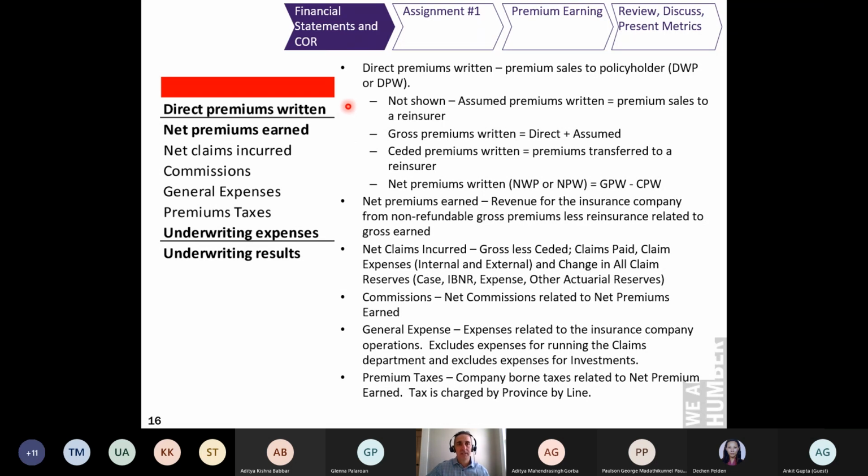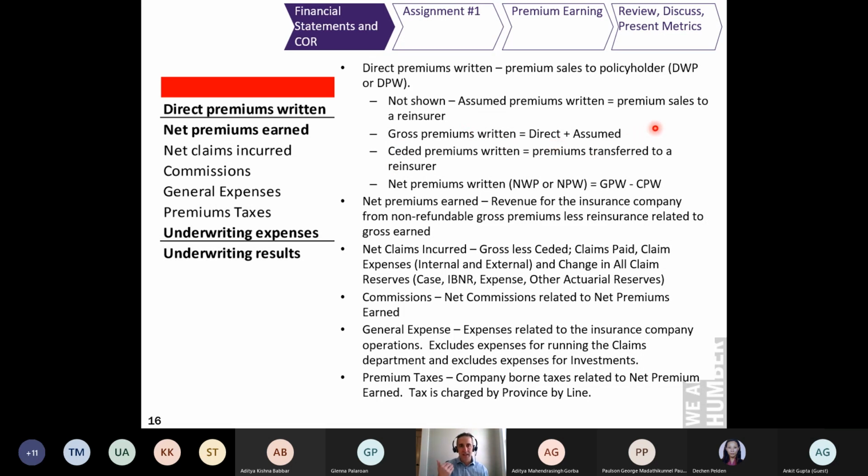Direct premiums written are the sales numbers to the policyholder, whether to a broker or directly to the policyholder. The difference between direct and net is that there are also some assumed premiums sometimes. This is when the insurance company makes a premium sale not to a policyholder, but to a reinsurer. That is incoming premium, but from another insurance company. Gross is the sum of direct plus assumed.